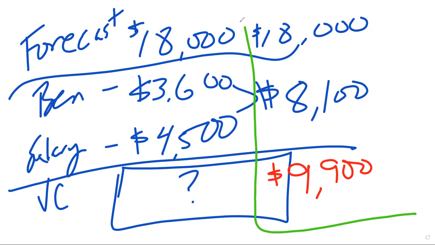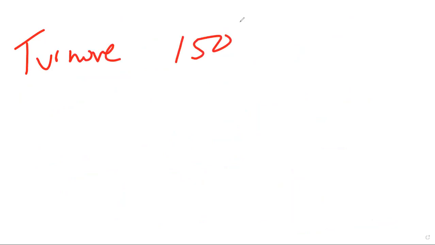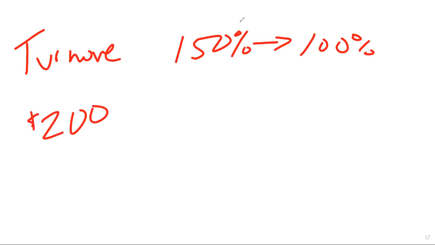I guessed on this one and got it right, but I still need help understanding it. The manager reduces the turnover rate from 150% to 100%. If the restaurant has 100 employees and a new hire costs an average of 200 bucks to recruit, hire, and train, how much money did the manager save the restaurant with the lower turnover rate?